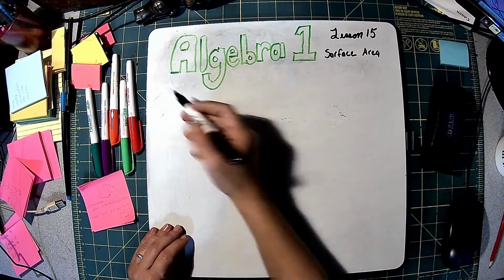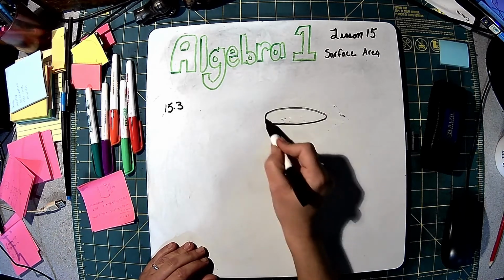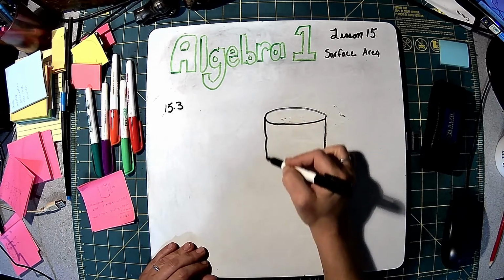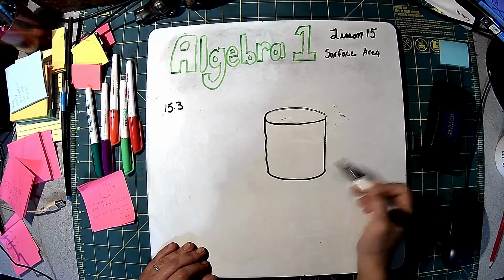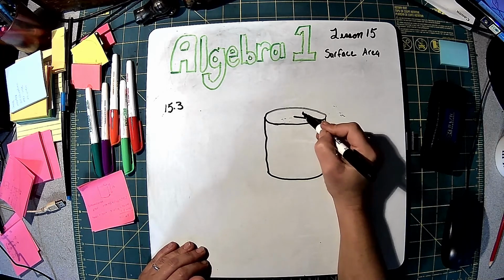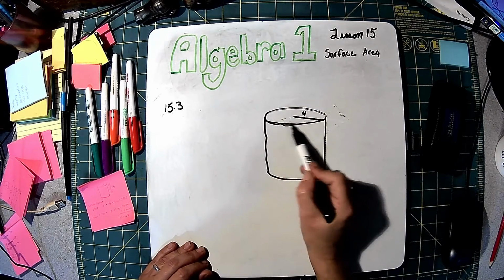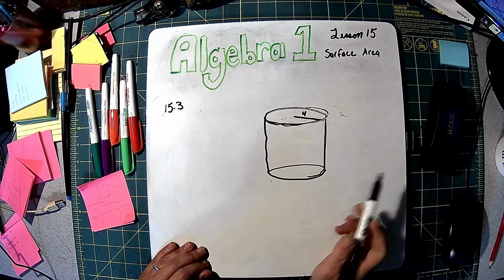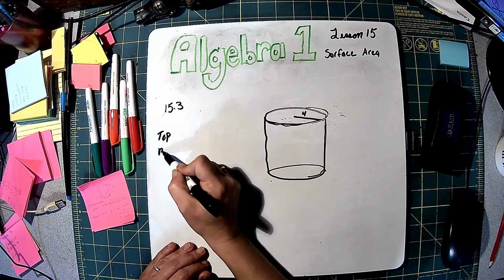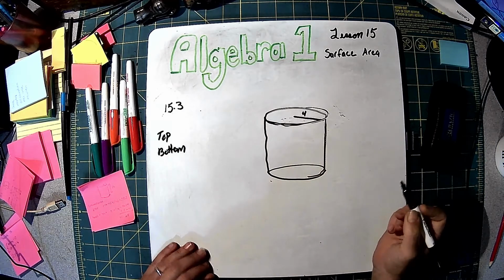Alright, let's try 15.3. This one is a little different. This one is like a soda can or a can of soup. Okay, and it tells us that our radius is 4. Alright, so first we're going to have a top and a bottom. So for the top and the bottom, we're going to have to find the area of this circle whose radius is 4.